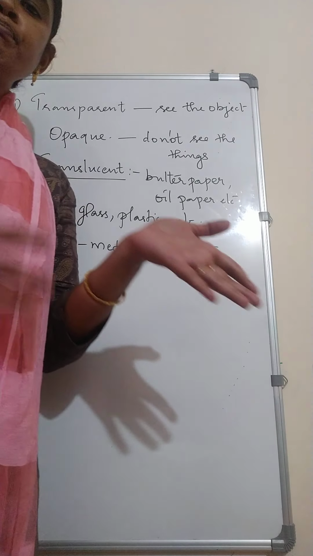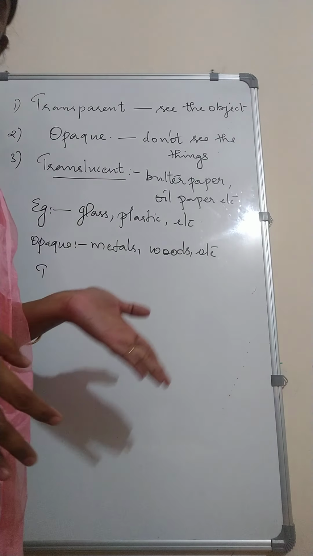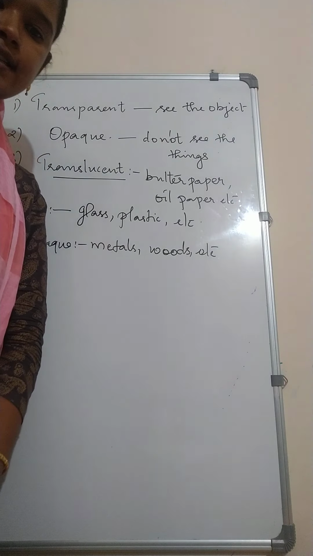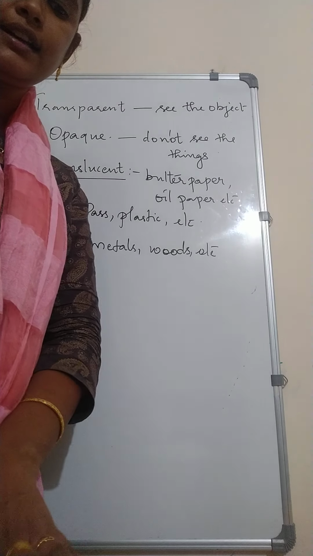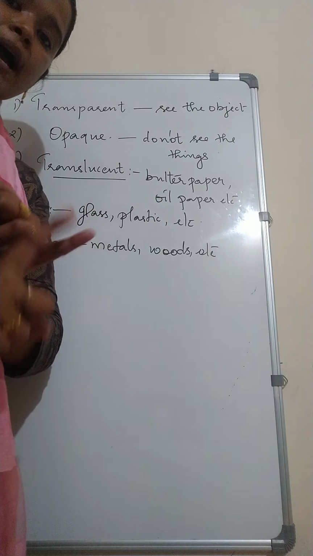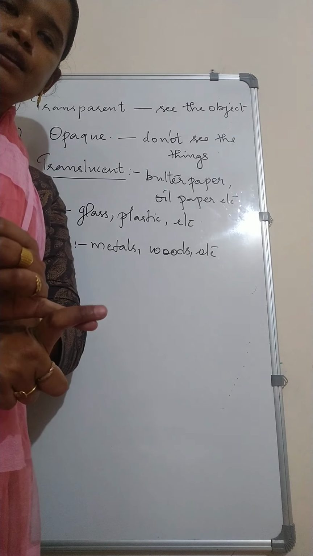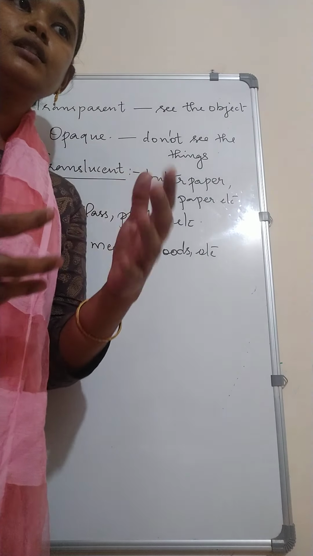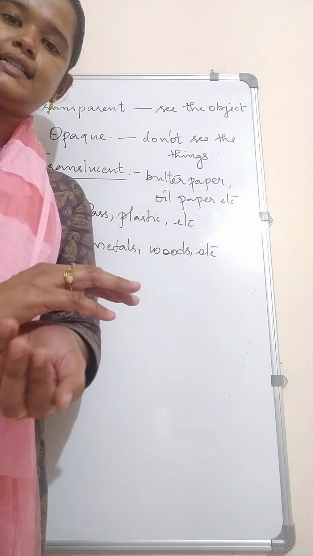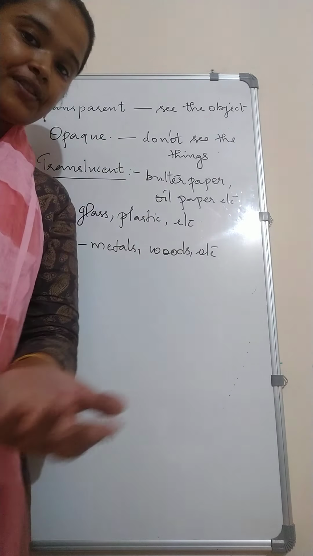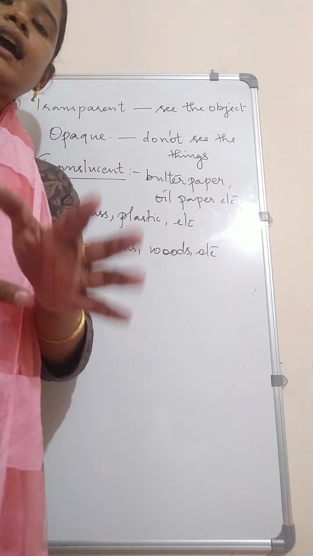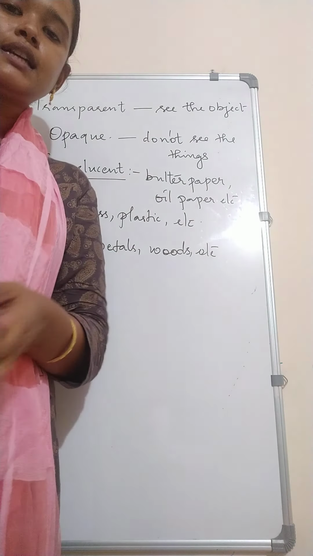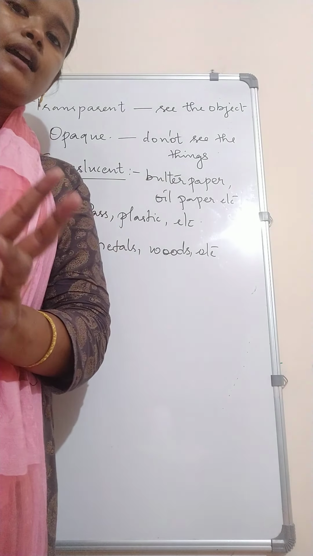So like this, materials are divided into 3 types. This is also one of the properties of materials. So what are the properties we studied in this chapter? Materials have appearance. Every material is not the same. Some of them are small, some of them are big, some of them are long in size, some of them are short in size. Like that, different objects have different appearances. Then the next property is hardness. Hardness depends on the material. Some materials are soft, some materials are hard.